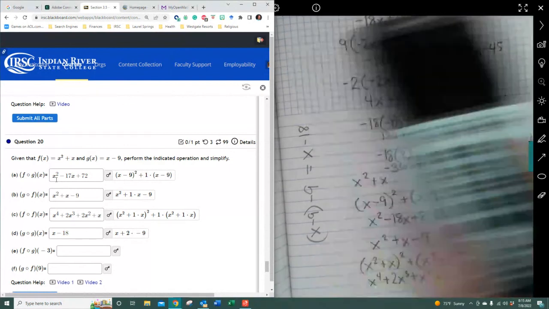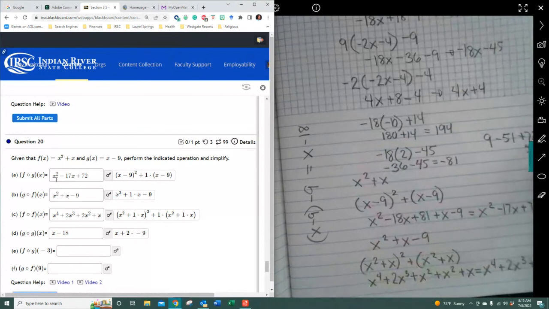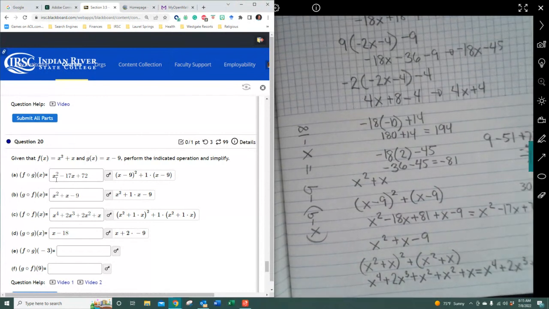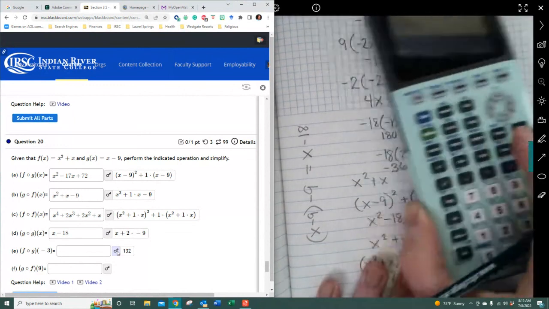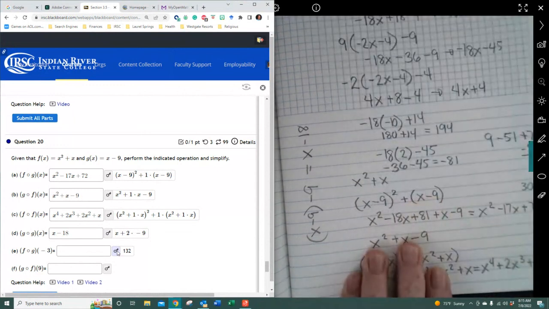And then, you know what, we could just drop it into our calculators to keep it simple, but I'm just doing it real quick. Plus 9, that gives us 30. So our answer should be 30 here, and it's not. So what am I doing wrong? I'm going to go ahead and double check.